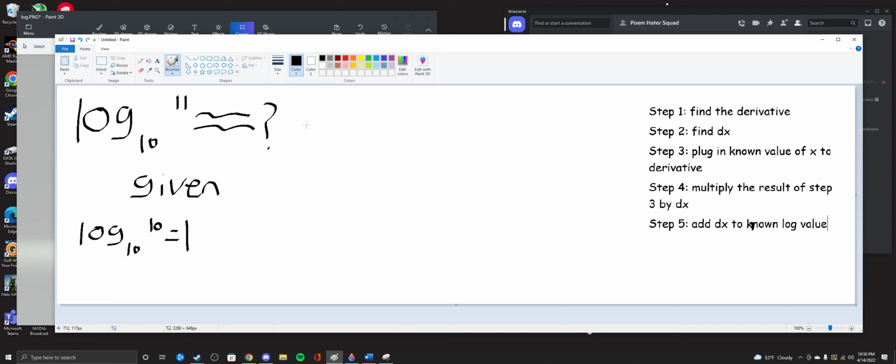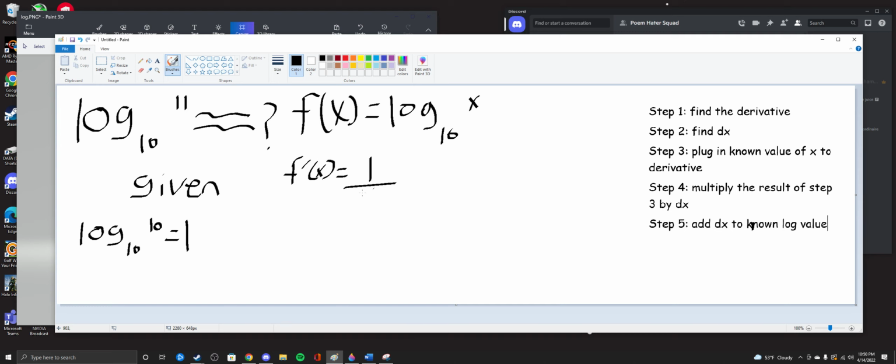So I have the steps right now. Step 1, find the derivative. We can generalize the function here, so we'll say f of x is equal to log base 10 of x. Therefore, we want our derivative, which would be f prime of x. f prime of x is equal to, and the derivative of log base 10 of x is 1 over x ln 10. So that's step 1 completed.